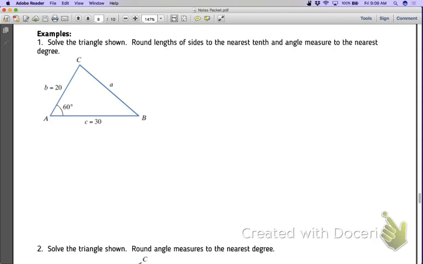So you have a triangle. Side B is 20. Angle A is 60. Side C is 30. You don't have side A.